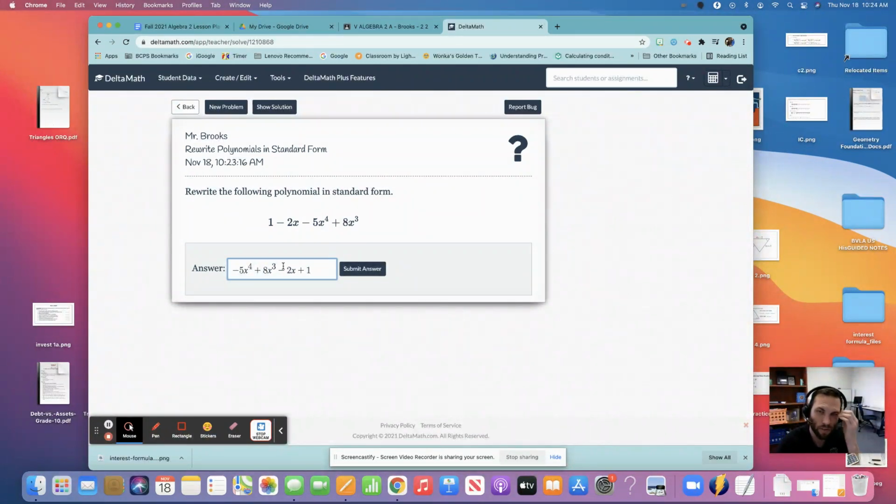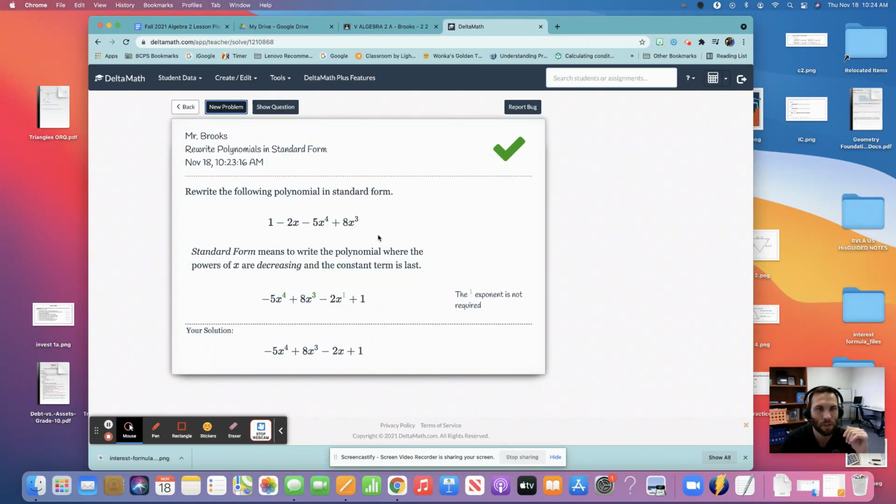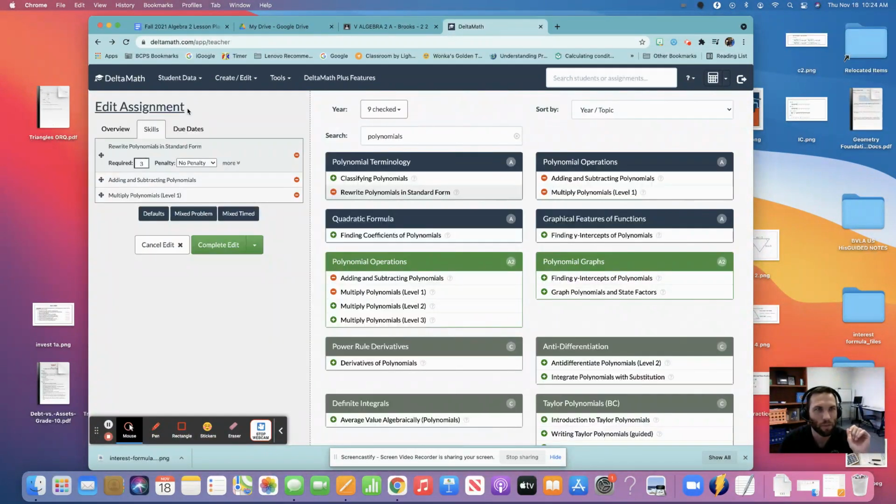Okay, now look, it goes 4, and then 3, and then this is x to the first, and then this is the constant, or x to the 0 power. Okay, so that's how to do it. It's biggest to smallest. Okay, that's it. That's all you've got to do. Standard form, and pretty much we did that with quadratics. When we did the quadratic formula, you have to do standard form to find a, b, and c.